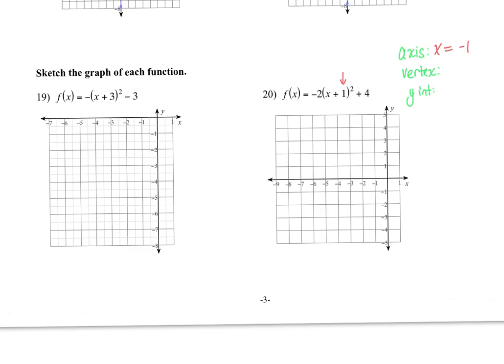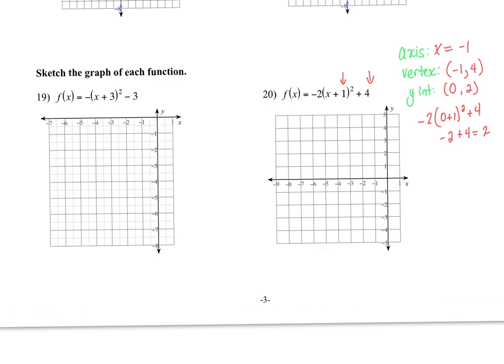Your vertex is going to be composed of these 2. Again, the h is the opposite because it's minus standard. So -1 and +4 is my vertex. And when it's in vertex form, they don't hand you the y-intercept. You have to figure it out by plugging in a 0. So I'm going to plug in a 0 here. Do my order of operations. So my y-intercept here is 0, 2.